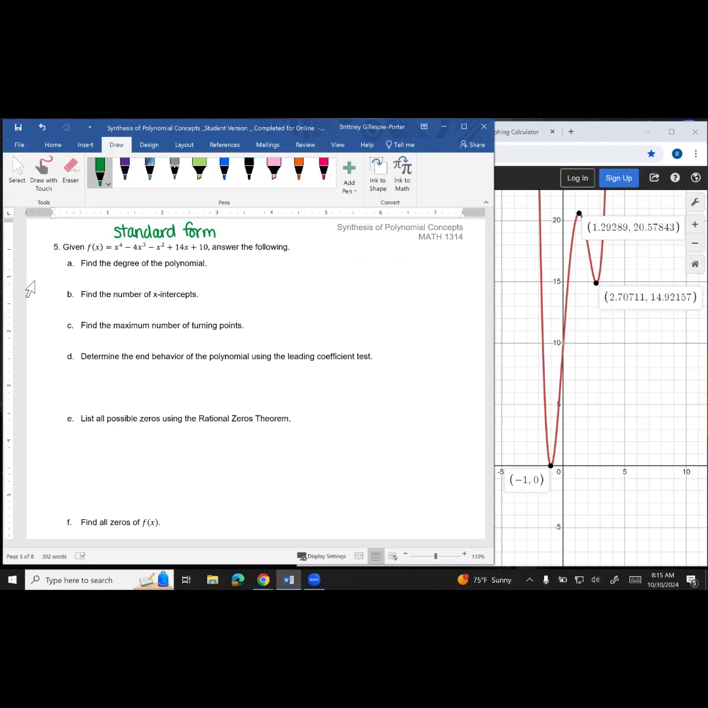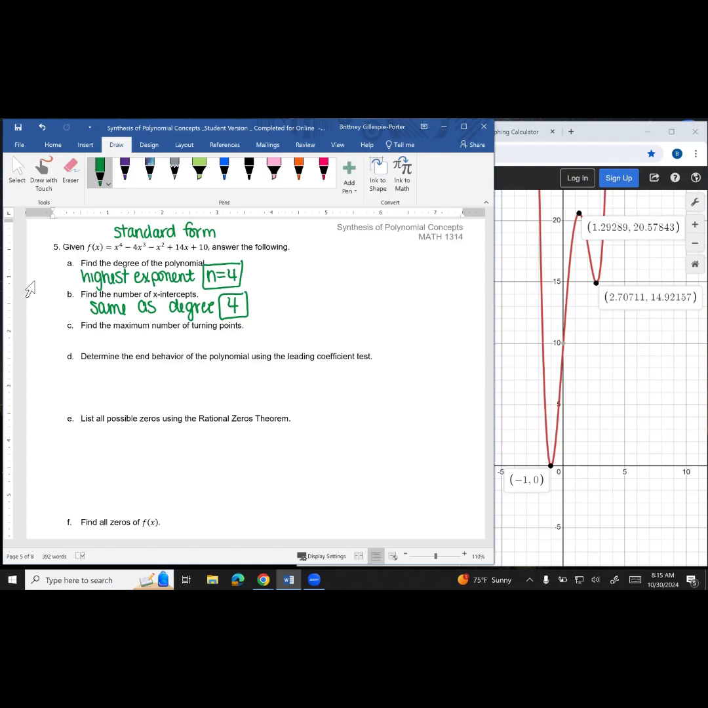Which means when we're finding the degree of the polynomial, we need our highest exponent. And that means that we have a degree of 4. The number of x-intercepts is the same as the degree, which means that we have 4 x-intercepts, zeros, roots, solutions, all the same thing.